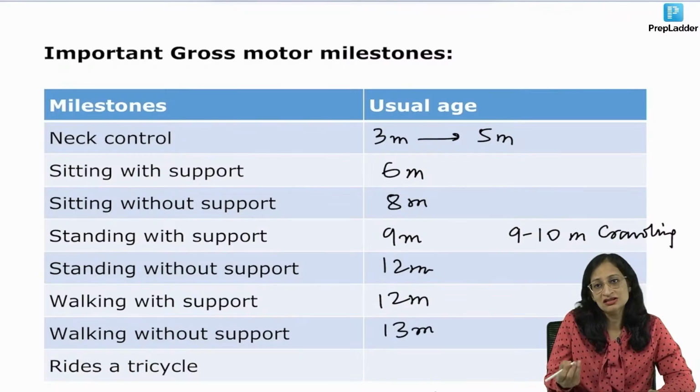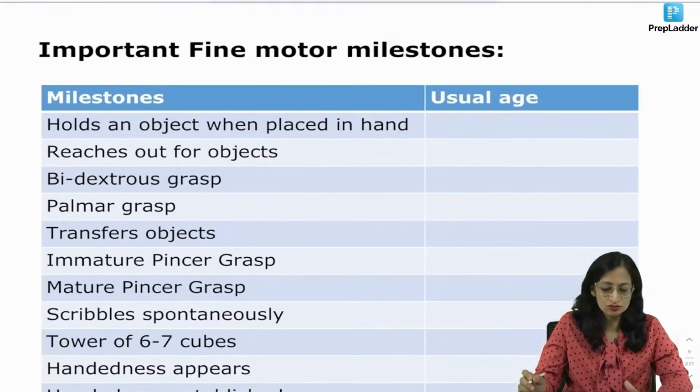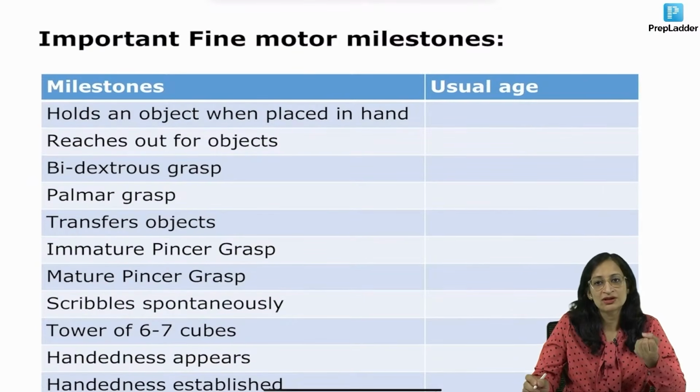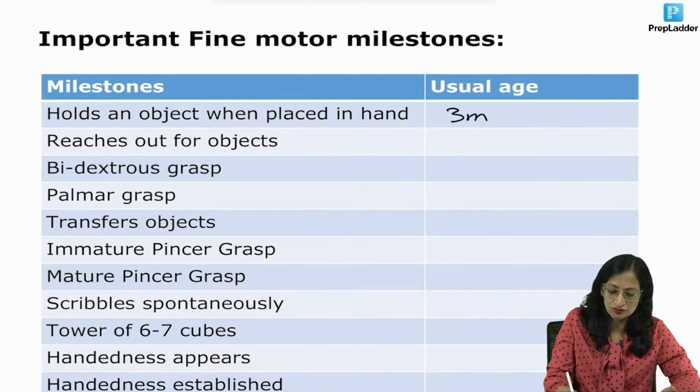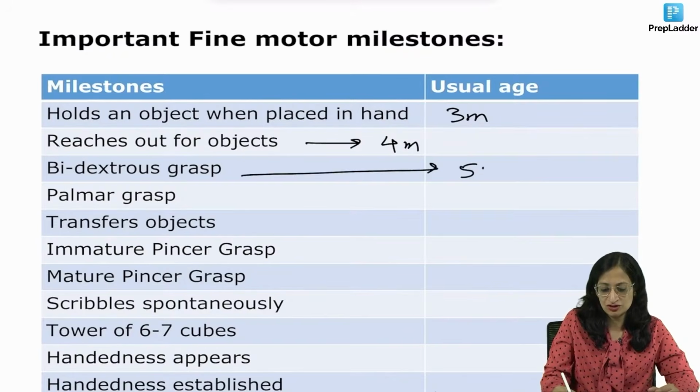Riding a tricycle has 3 wheels, so 3 years, right? So, these are the gross motor milestones. Moving on to the fine motor ones. Now, when does a child hold an object when placed in hand? Again, around 3 months of age, tries to reach out for objects at 4 months and holds the object with both the hands, bidextrous grasp, around 5 months of age.